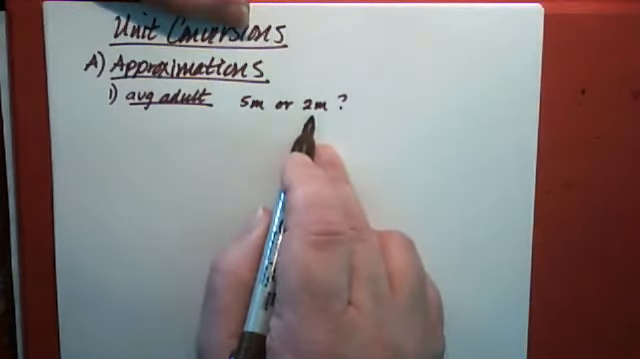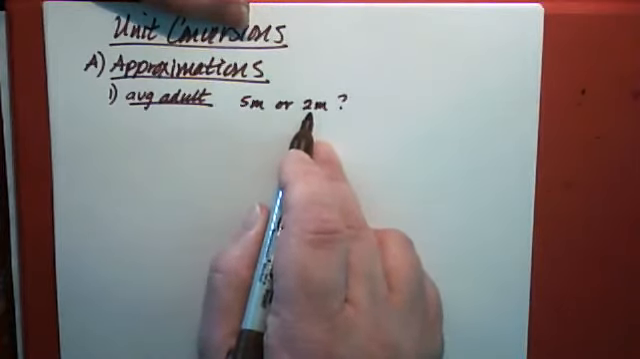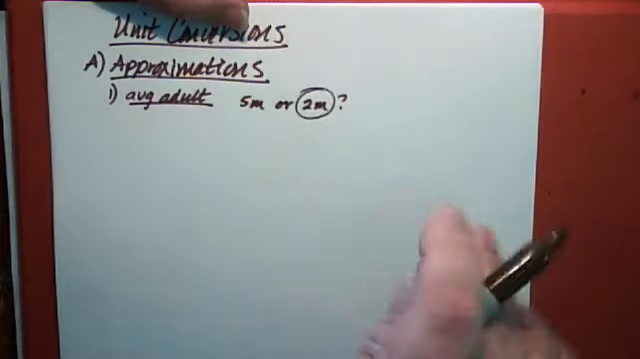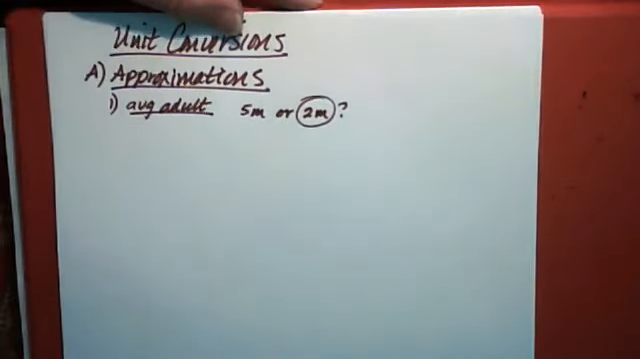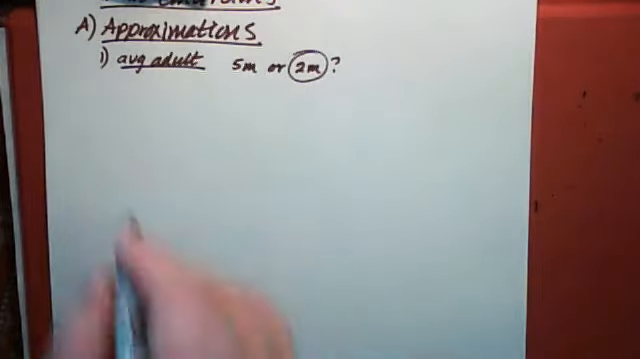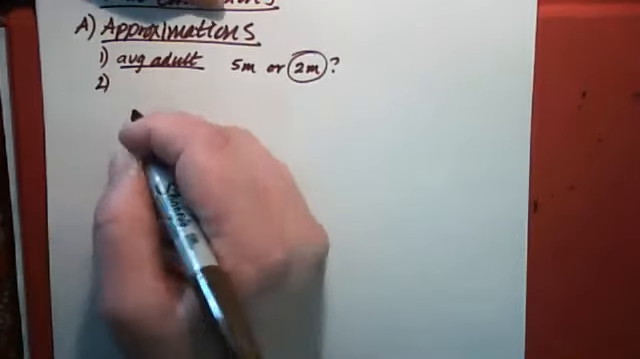Or would it be 2 meters, which would be about 6 feet? Well, of the two, it would be much closer to 6 feet. 2 meters would be a little over 6 feet, but it's close to that. And so that's a good approximation.